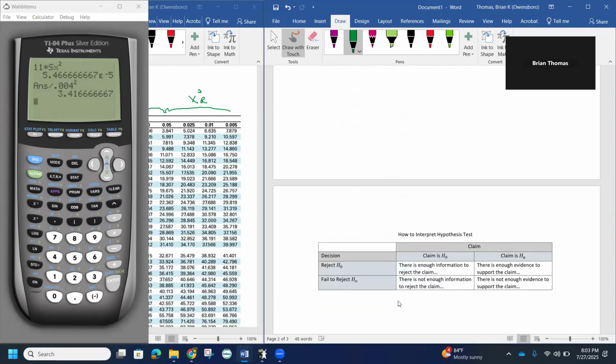Remember, if we reject the null hypothesis and the claim is the null hypothesis, we have enough information to reject the claim. We rejected the null hypothesis and the claim was the null hypothesis, so there is enough evidence to reject the claim. So we see that all play out there. Hopefully you find that helpful to do that last question in 7.5.